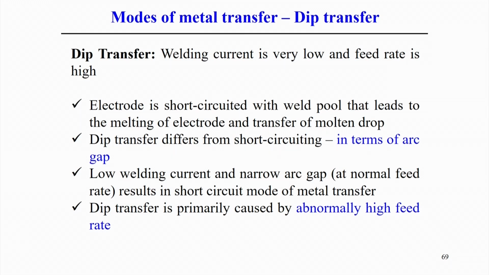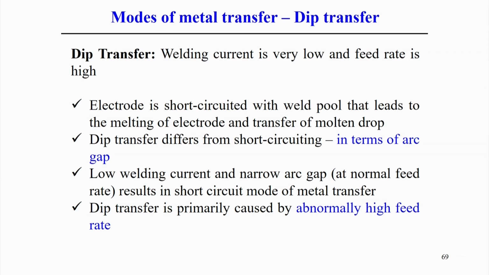But dip transfer actually differs from the short circuiting transfer in terms of the arc gap. Here the low welding current and the narrow arc gap, even at normal feed rate, result in the short circuit mode of the metal transfer, but dip transfer differs primarily in being caused by an abnormally high feed rate. So, dip transfer is also similar to the short circuit mode of metal transfer, but it is generally observed when the feed rate, the movement of the electrode, is very high, because short circuit metal transfer is generally observed at normal feed rate, but in this case the feed rate is very high.